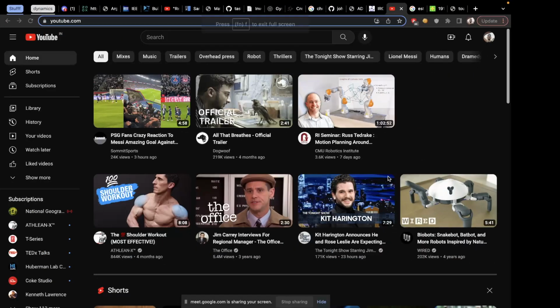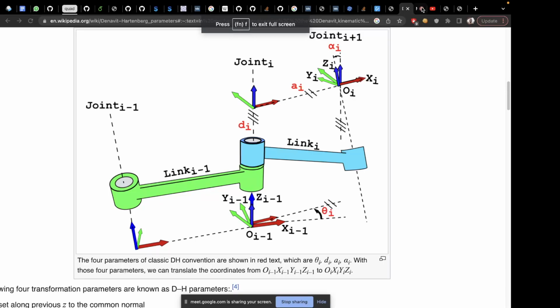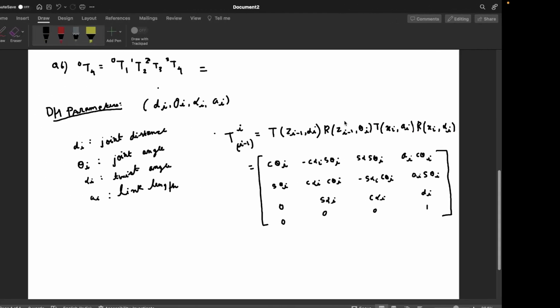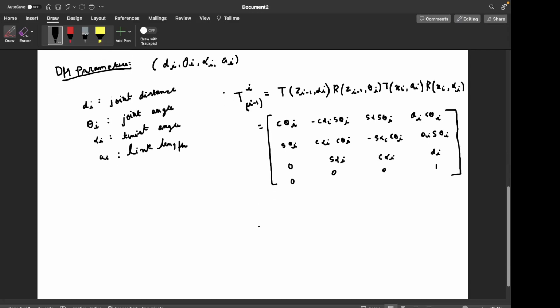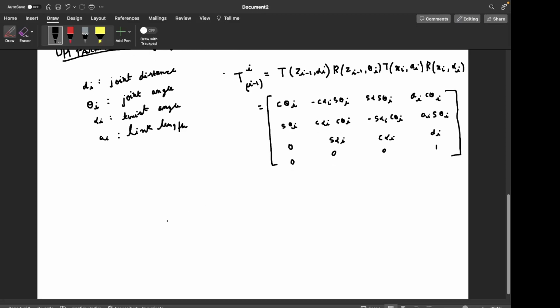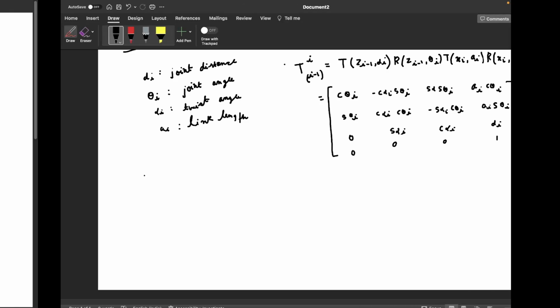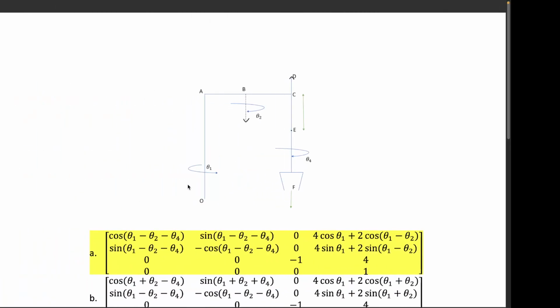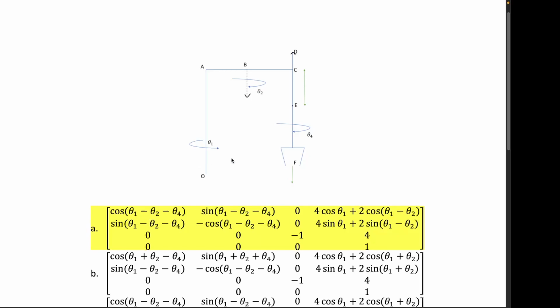Okay, so this is how we can do it. Once we know the values of theta I, alpha I, di and ai, then we can compute this matrix, and for that purpose we create what is known as the DH table. So now let's copy this diagram from here and let's try to compute the DH table.